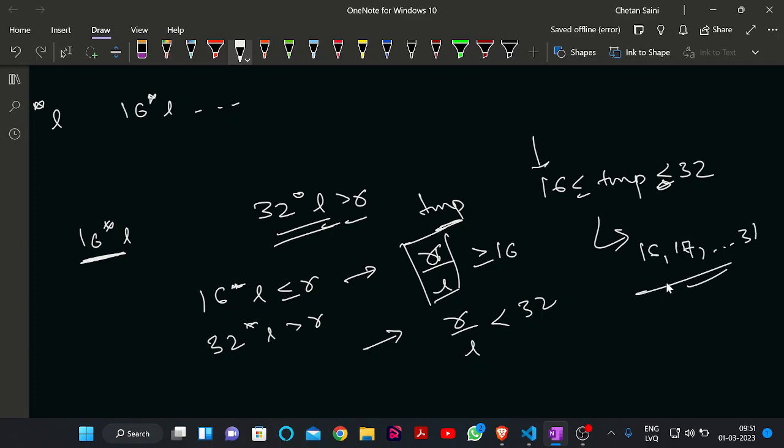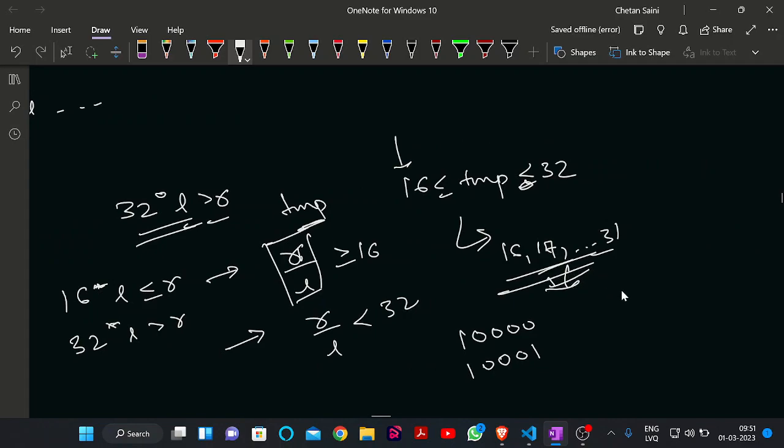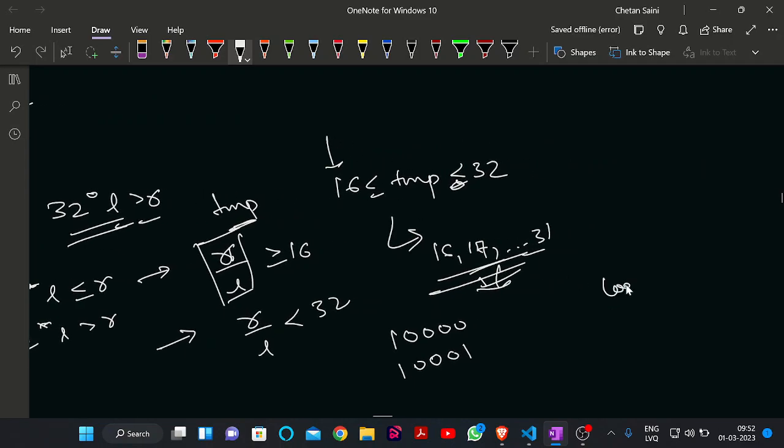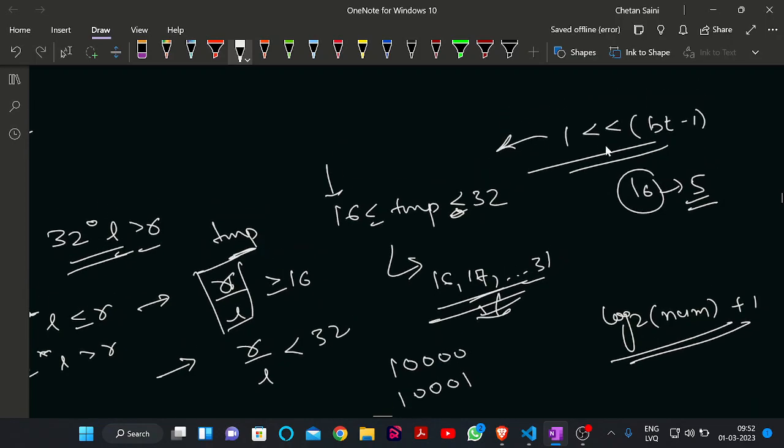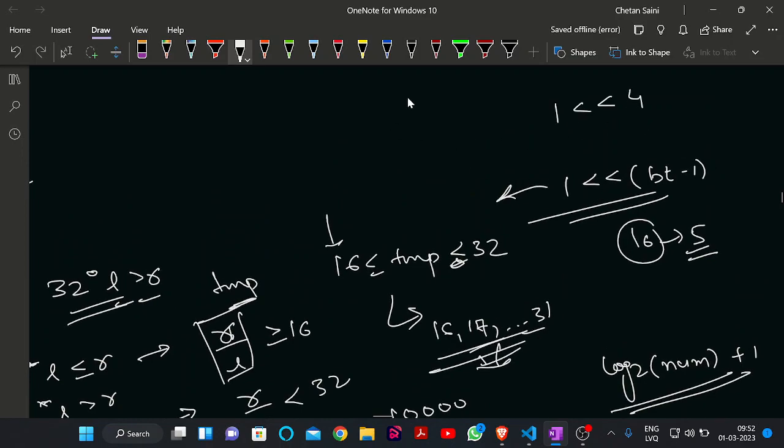So how to find 16? The total bits in these numbers are the same. For 16 that is this, for 17 that is this. So we calculate the total bits in these numbers, and the formula for counting the bits is log 2 of the number plus 1. This is the total bits. So 1, 2, 3, 4, 5. For 16 that will be 5. And if I do bits minus 1, this will give us the power. Like if I do 5 minus 1, that is 4. So this will be 2 to the power 4, and this will give us 16.